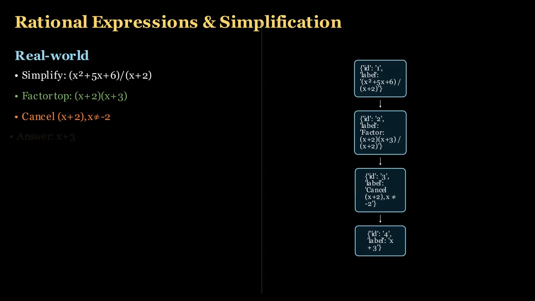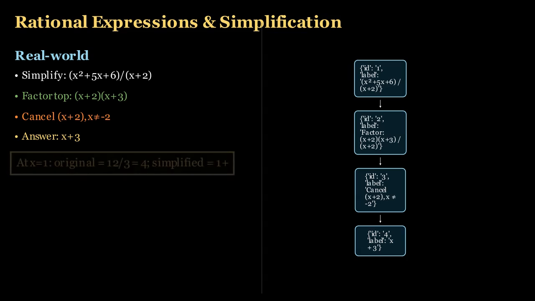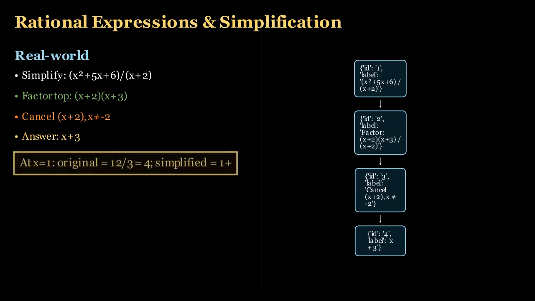To check, pick a safe number like x equals 1. The original gives 1 plus 5 plus 6 over 3, which is 12 over 3, or 4. The simplified gives 1 plus 3, also 4. It works. This same method simplifies any rational expression you'll meet in calculus.